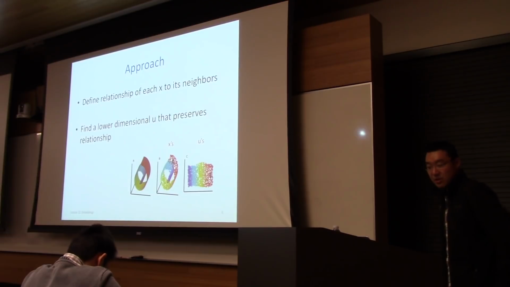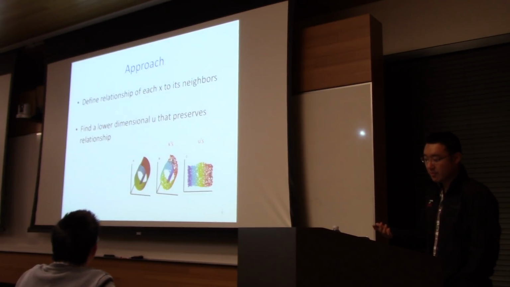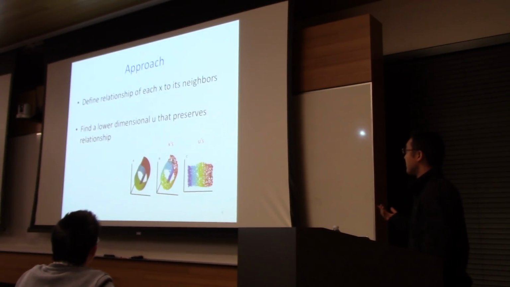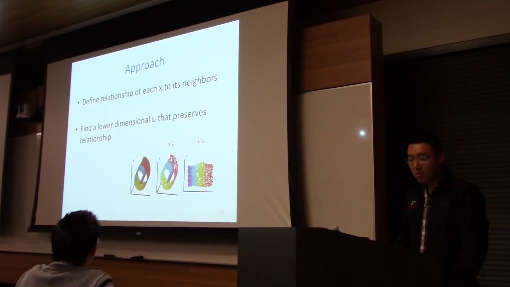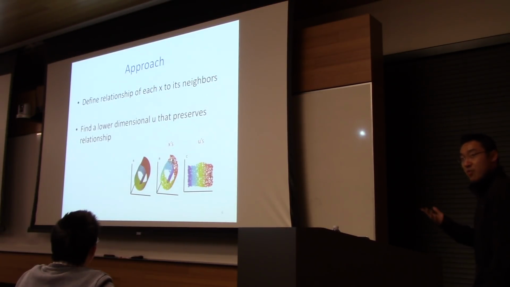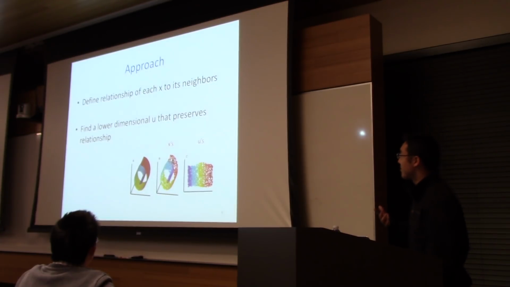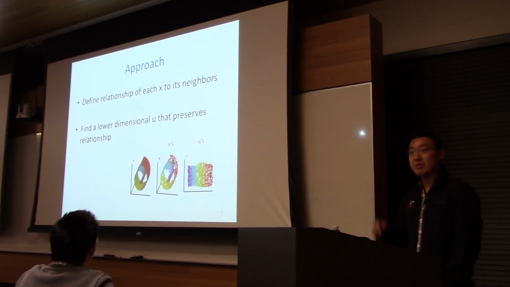Okay, so the approach, the property we want to preserve is some local behavior property, like the local linearity properties are preserved. The basic idea is we're going to define a relationship between each point and its neighbors, and then find a lower dimensional representation of that point that preserves that relationship. So this is a two-step approach.